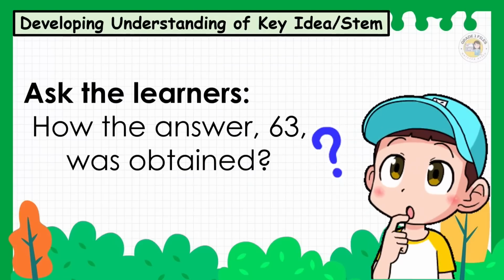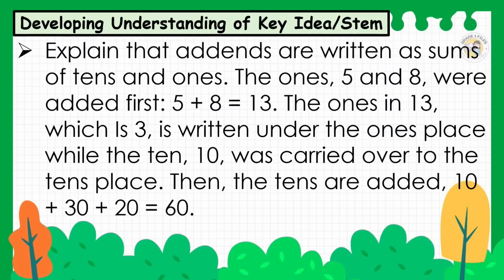Students, how was the answer 63 obtained? The addends are written as sum of tens and ones. The ones, the 5 and 8, were added first. 5 plus 8 is equal to 13. The ones in 13, which is 3, is written under the ones place while the 10 was carried over to the tens place. Then, the tens are added.